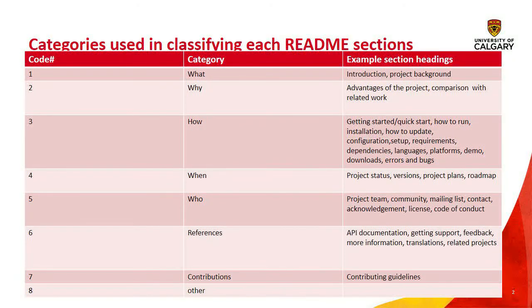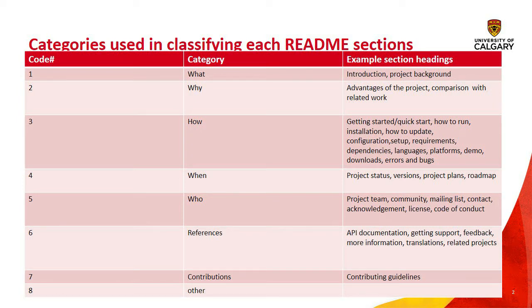Code 3 is mainly about instructions for getting started with the project: how to start, how to run, how to install, how to update, how to configure, how to set up, languages, demo, errors and bugs. Code 4 is talking about the timeline of a project, like the status, the versions, project plan, and roadmap.